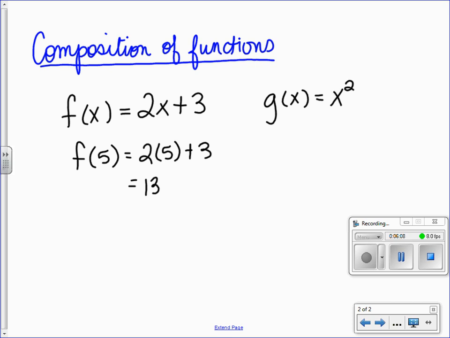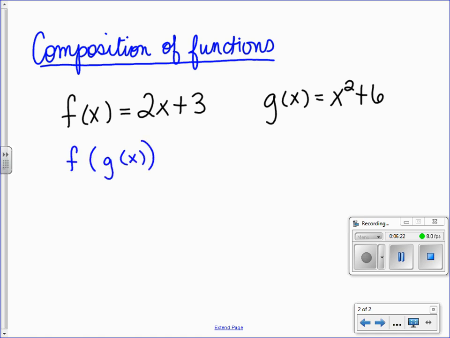What was g of x? x squared plus 6? Okay. So composition would say, okay, find f of g of x. And you would see how g is on the inside. You would literally put g inside the f. So it would be 2, now there's an x. So where there's an x, I'm going to put this, which is x squared plus 6, and then plus 3.